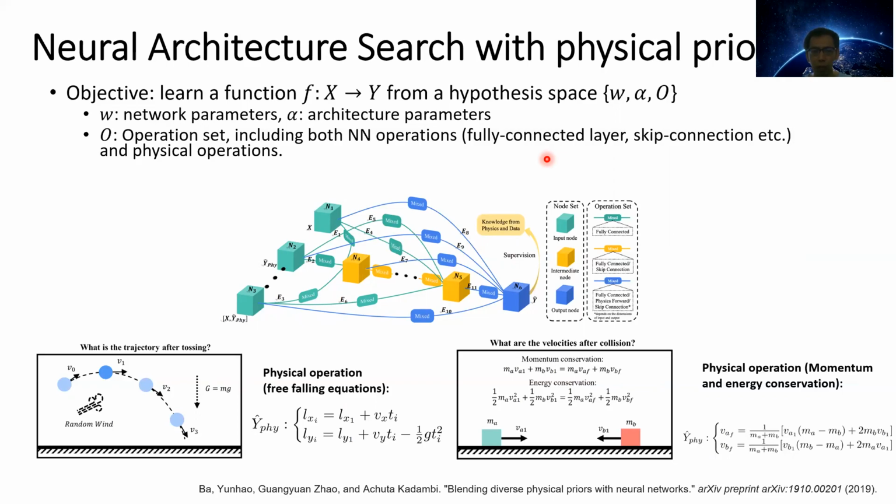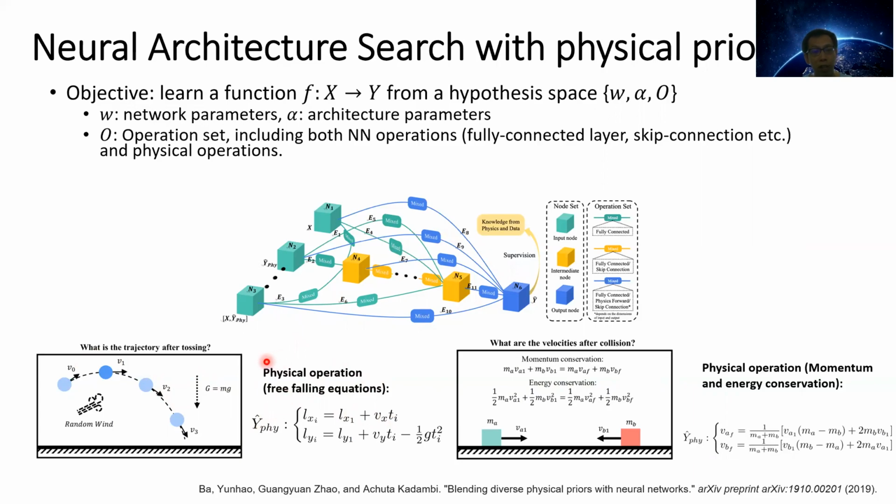But what these authors proposed in this paper, published in 2019, is that we can also include some physical operations as additional options for defining these connections from hidden units to the output units. For example, consider the problem of modeling the trajectory of a ball after we toss it for some time. According to the free-falling equations, we can roughly guess the position of this ball after we toss it for a certain amount of time.